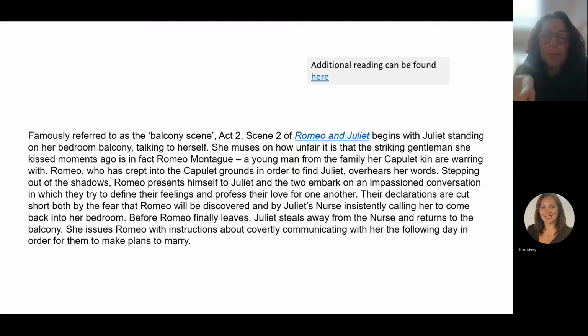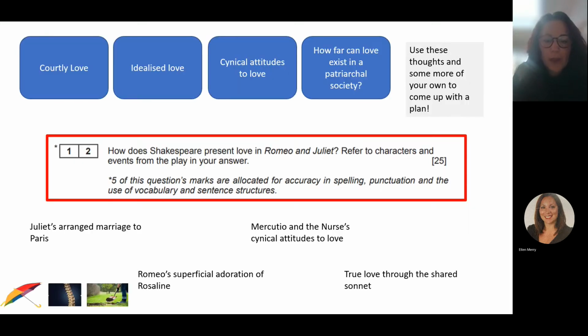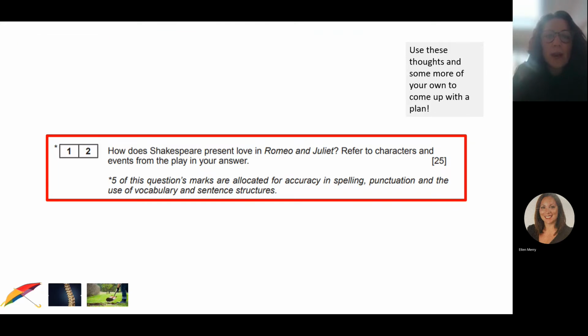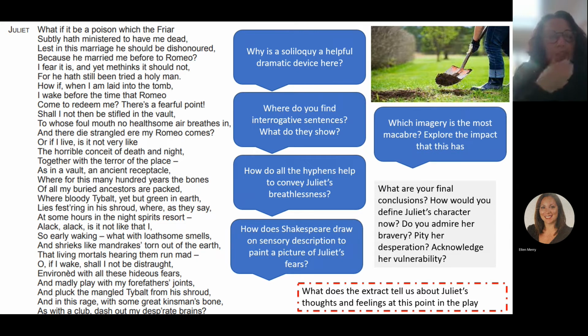And you can get this PowerPoint, it would have been put on Satchel and emailed to you, and you can click on that link to give you some more additional reading on Romeo and Juliet. So I hope that helps, Year 11. Use those thoughts for the essay question that's on that slide there. Use the thoughts and ideas on this particular slide if you want to have a go at the extract question.